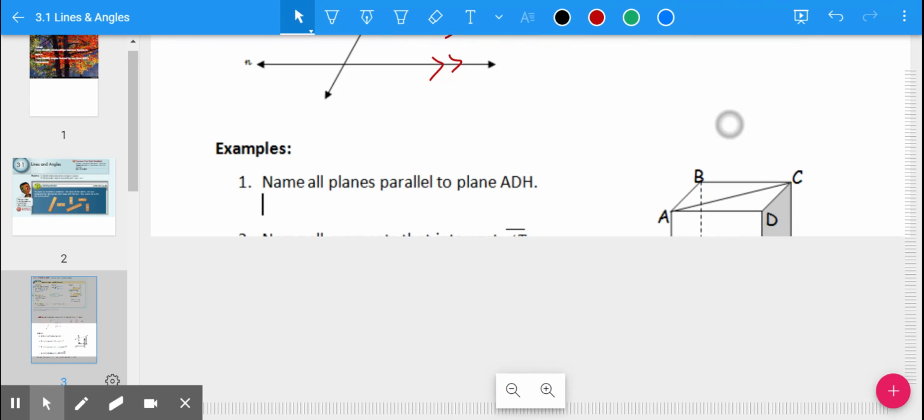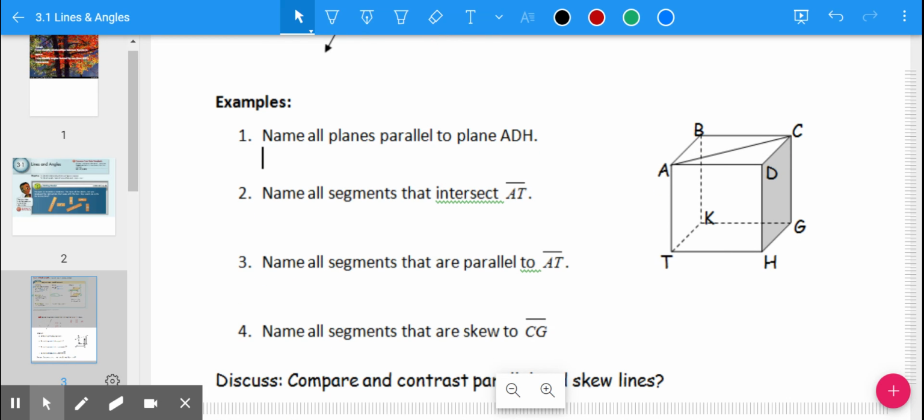So let's look at a couple examples over to the right. It says name all planes parallel to plane ADH. So plane ADH is actually the one in the very front. Anything that's parallel to that, meaning it would never cross, the only one there would be the one on the back, which we could say is BCG. And if you used K in there instead, that would work as well because they're all on that plane.